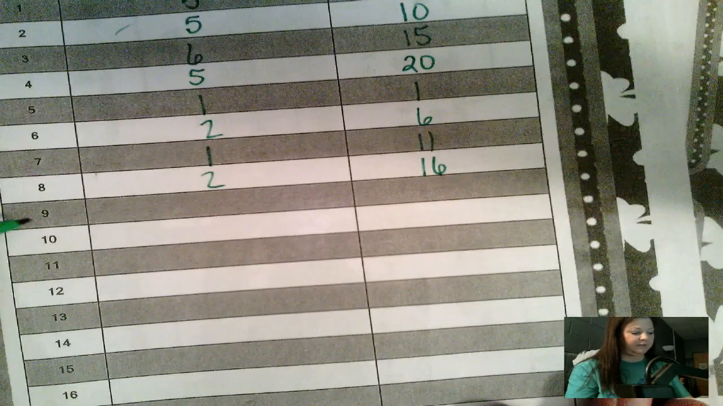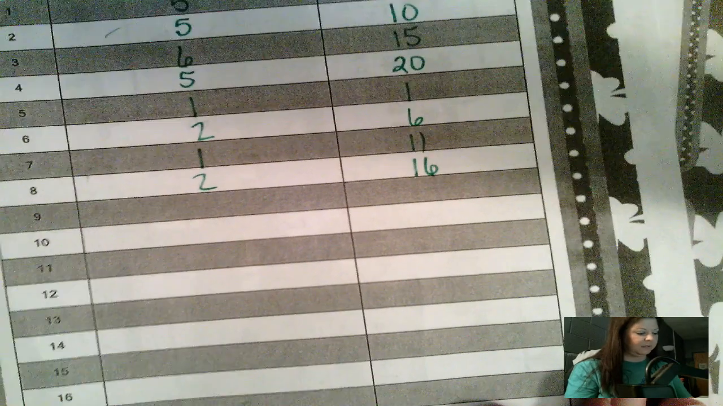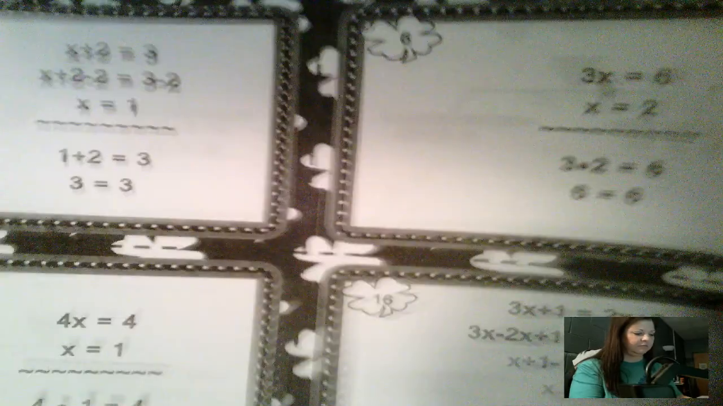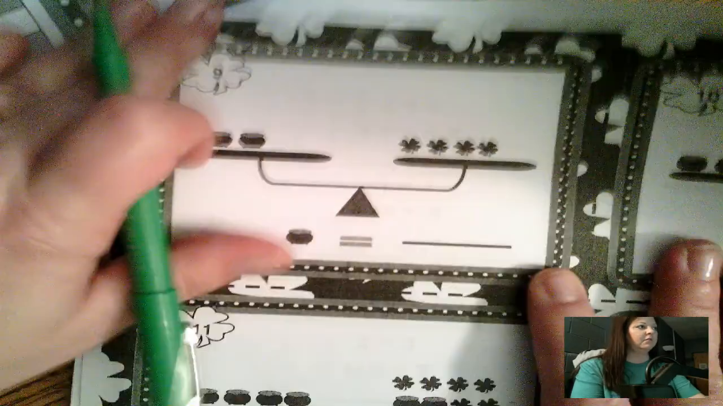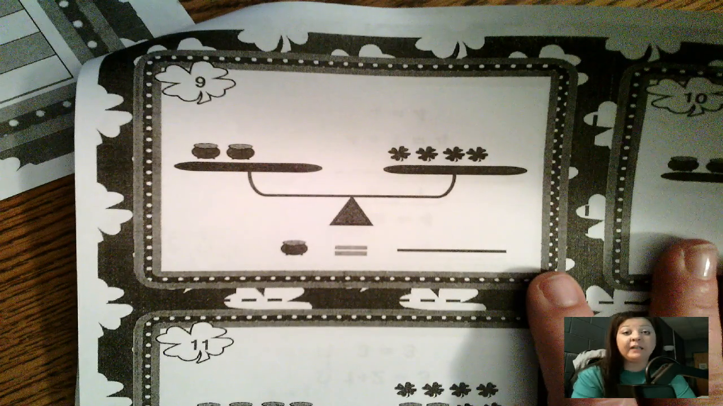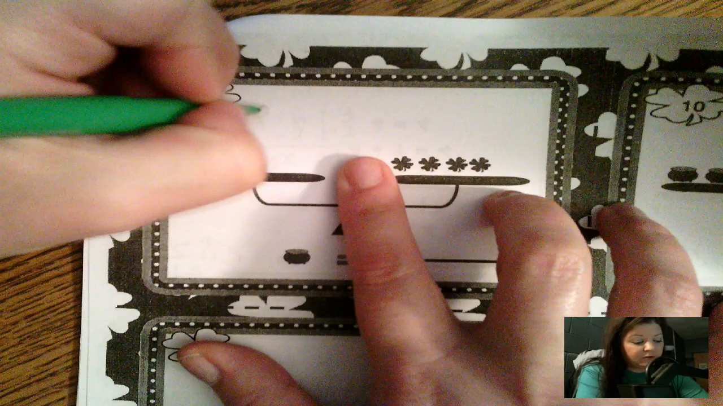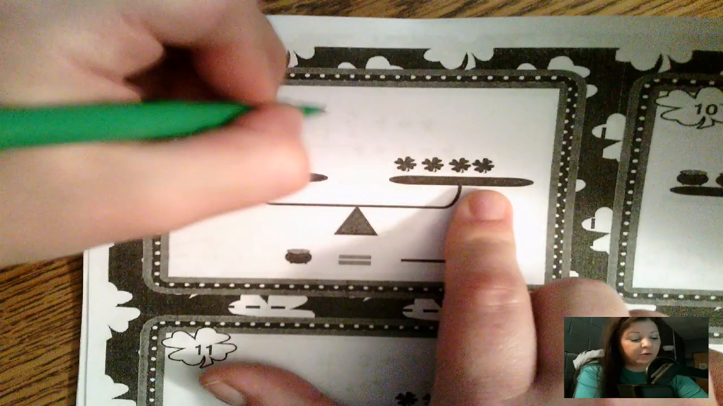Okay, so we have about 12 to go. Not too bad. A couple pages. All right. Let's go to clover card number 9. We have 2 pots of gold, so we have 2x is equal to 4 clovers.